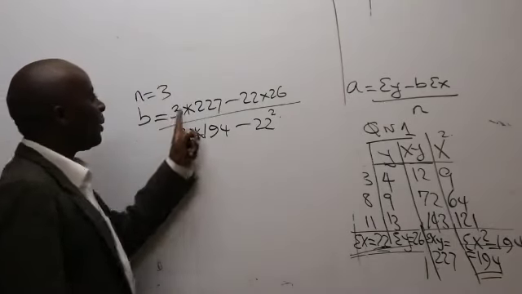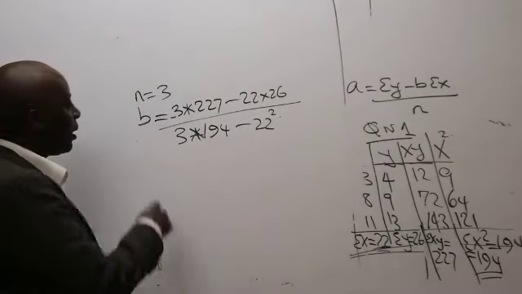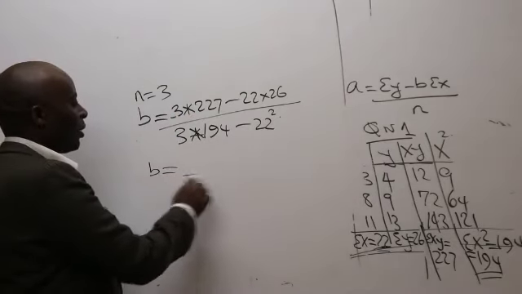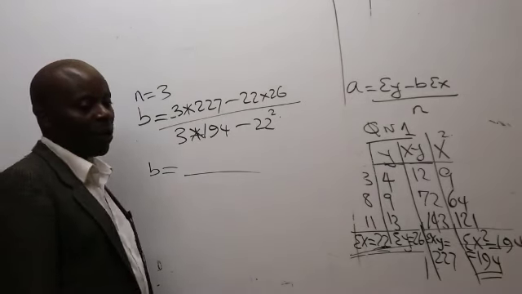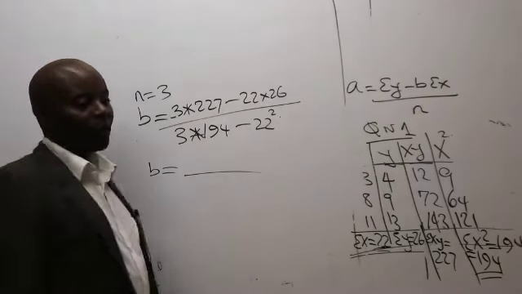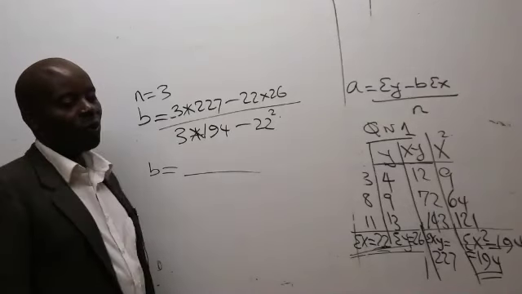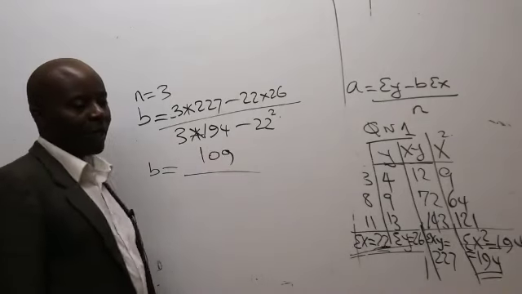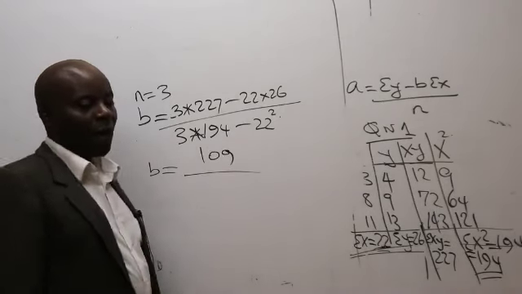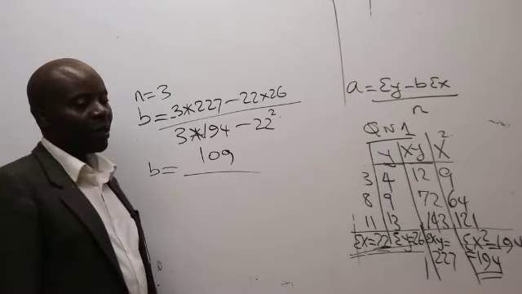Numerator, I do 3 times 227 minus 22 times 26. What figure are we getting there? B equals, so the numerator will be 3 times 227 minus 22 times 26, 109. Thank you very much. All over 3 times 194 minus 22 squared.